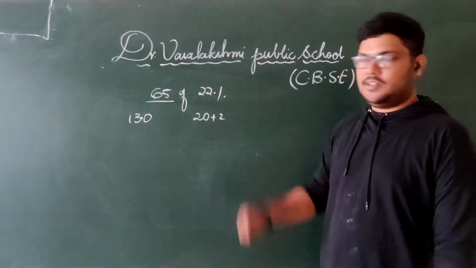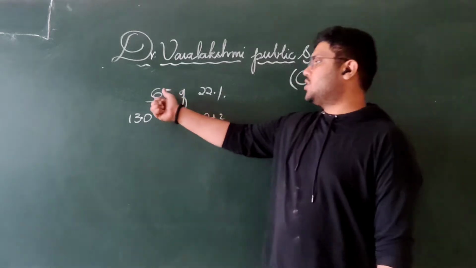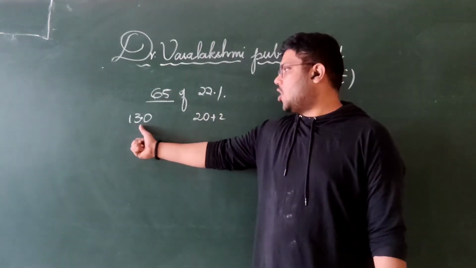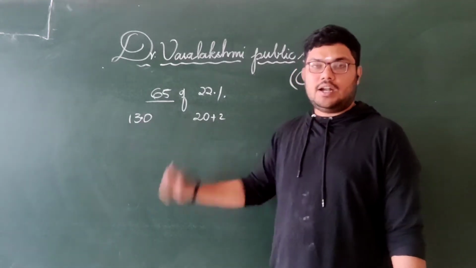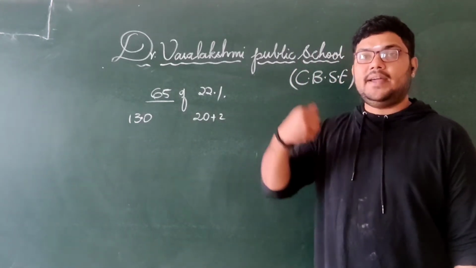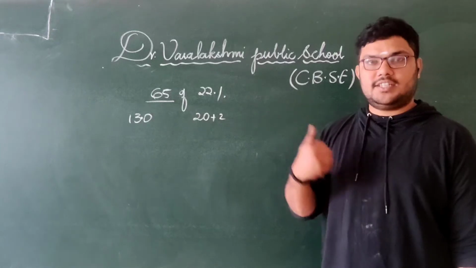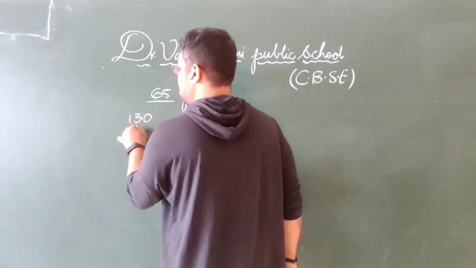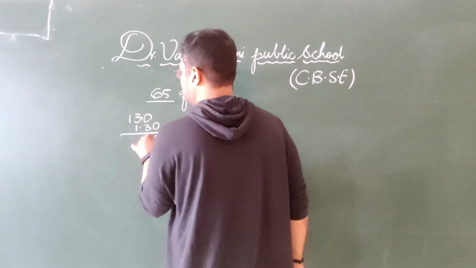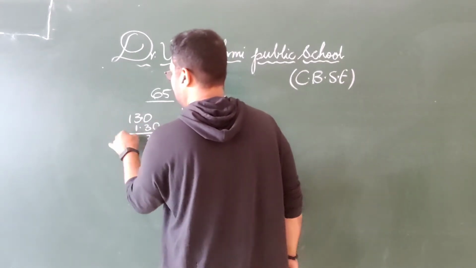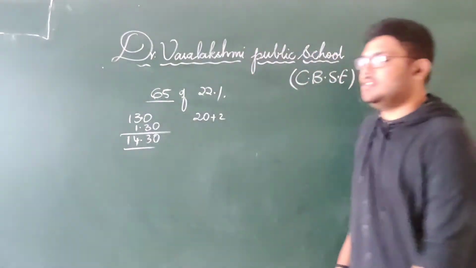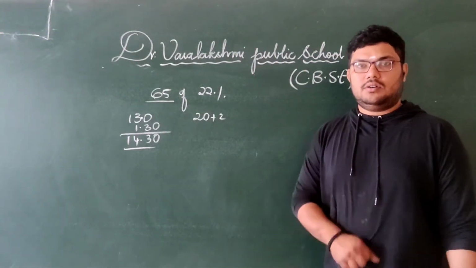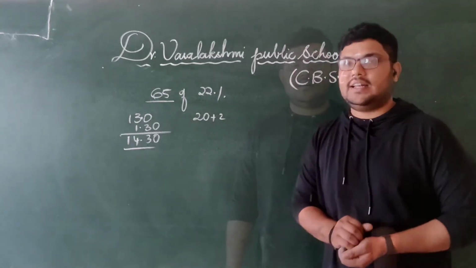So what about this 2%? I already said that 65 multiplied with 2, I already got that answer, that is 130. Now I am adding after keeping a decimal point after 2 digits. 130 after 2 digits means 1.30. So 0, 3, now 4, here 1. So 14.30 is your answer. Hope you guys understood.